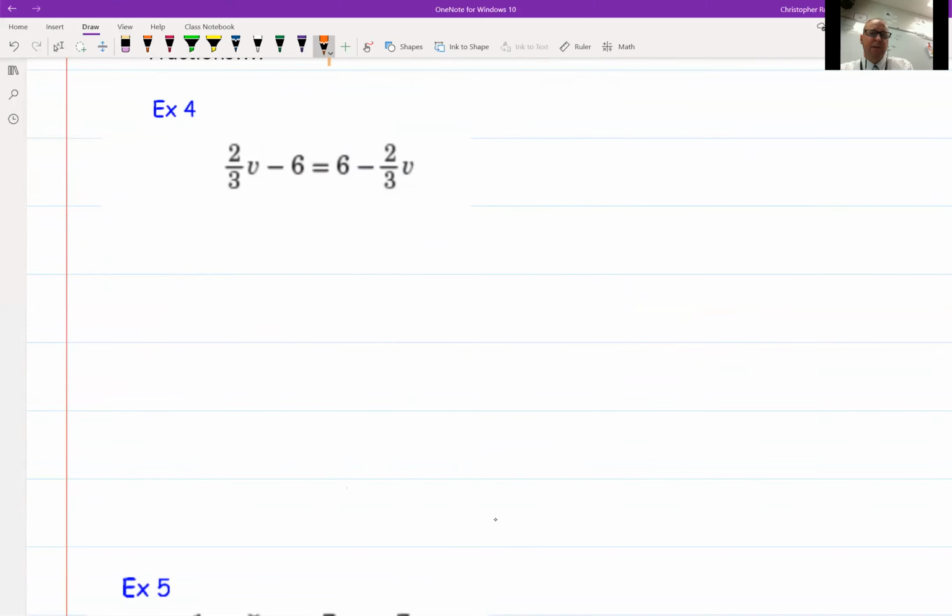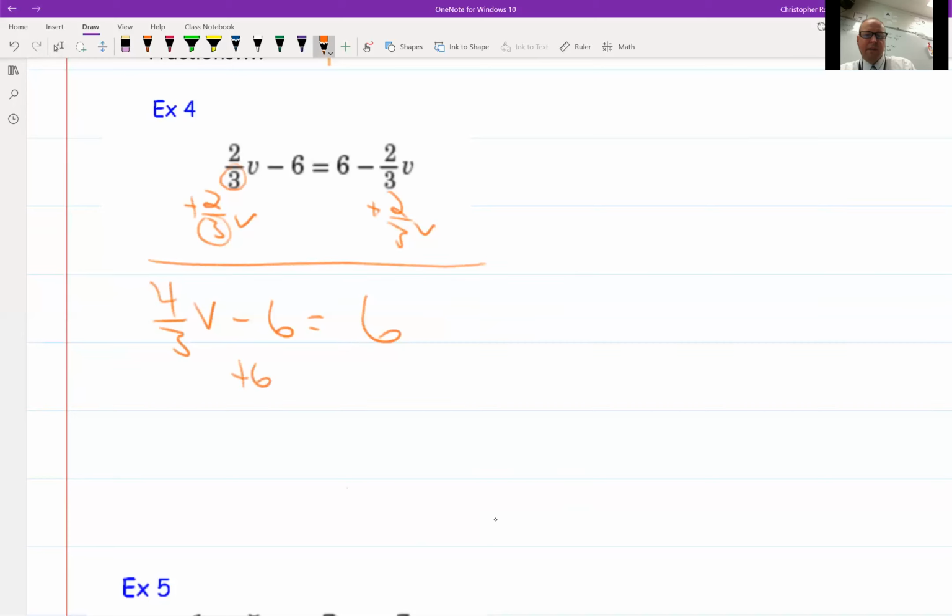Do you want to subtract 2/3 v? No, let's add 2/3 v. Okay. And this isn't too bad, right? Because they already have a common denominator. So now we're at 4/3 v minus 6 equals 6. Well, that's not too bad. If it's minus 6, we're going to add 6. So we're at 4/3 v equals 12.